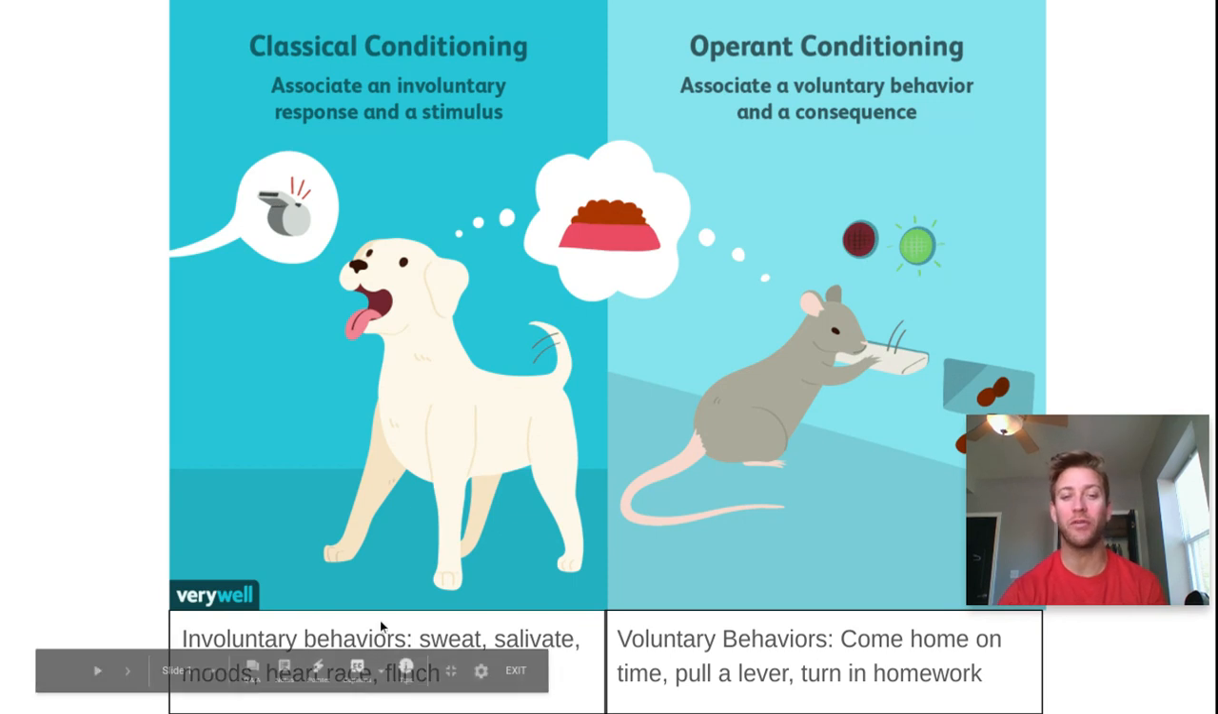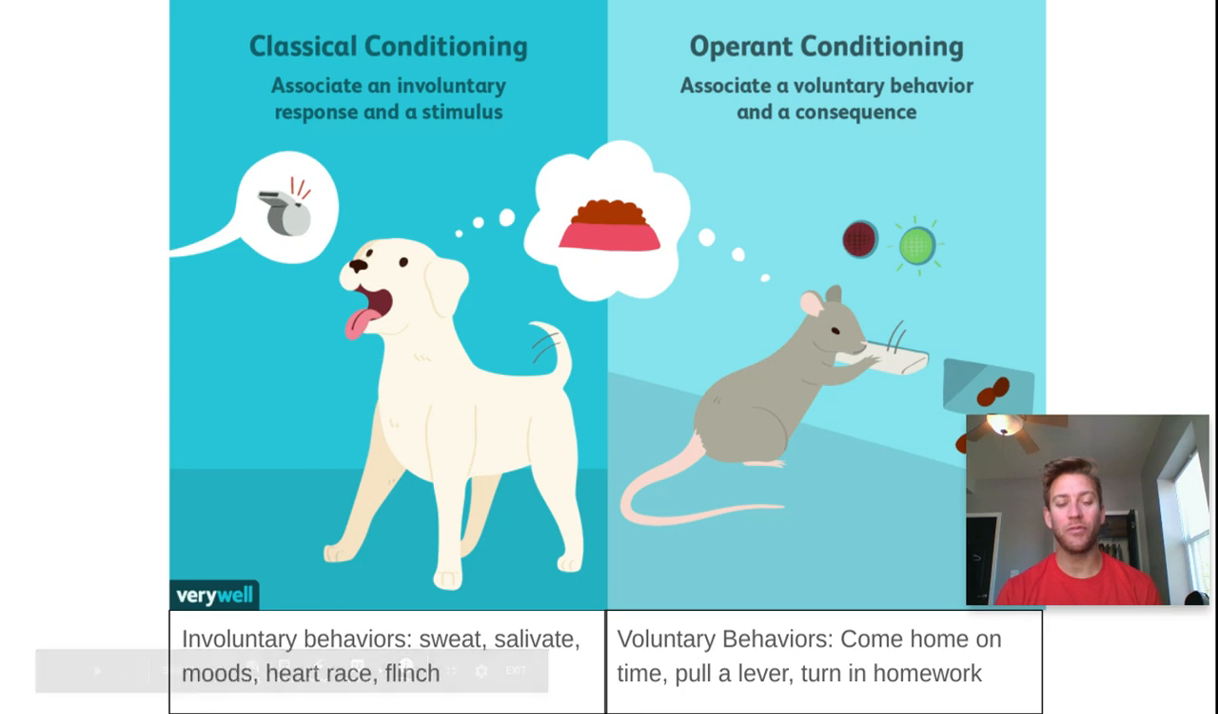So involuntary behaviors are like sweating, salivating, your mood, your heart rate, your flinching. We use the example of your mood: you smell your grandma's cookies, and that immediately makes you happy and excited. It makes you salivate. All those things are behaviors that you can't really decide to do. They just happen naturally. And with our examples, there was Ivan Pavlov with the dog and the bell. So when they heard the bell ring, that created salivation.